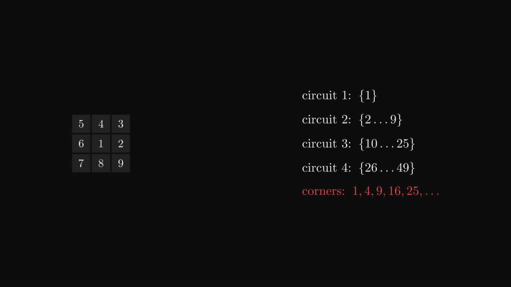Each circuit is 2 squares wider than the last. Circuit 1 held the integer 1. Circuit 2 held 2 through 9. Circuit 3 holds 10 through 25. Then 26 through 49. Then 50 through 81. The corners of the nth circuit hold consecutive squares: 1, 4, 9, 16, 25, 36, 49. That's the layout. Then you mark the primes.